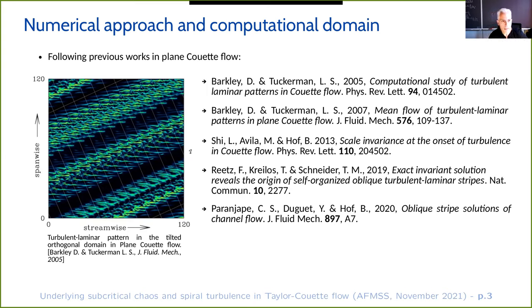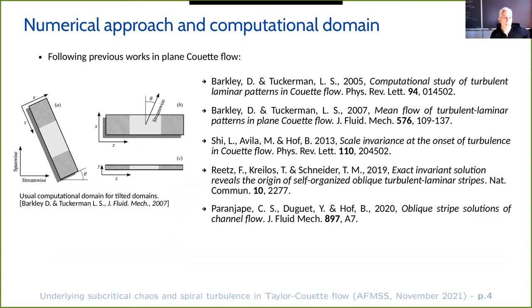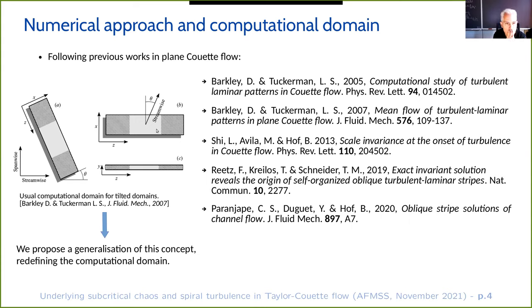And this is an idea that has been extended to other flows, like for example, in channel flow, a very recent work by Paranjape, Duguet, and Hof, where they have identified the same kind of stripes in channel flow. Basically, what Barkley and Tuckerman proposed was to use a tilted orthogonal domain, okay, where they captured the let's say that these spiral turbulence or oblique bands are more or less homogeneous in the direction of the oblique angle, okay? And what we want to do is to generalize this concept by using a more flexible domain, okay, that may provide even a more efficient way of computing structures at an even less computational cost.